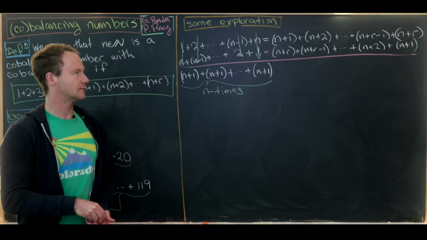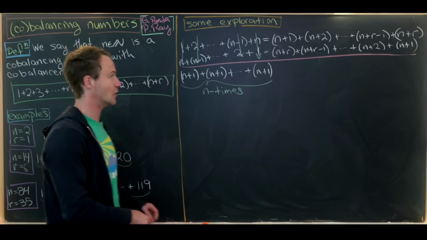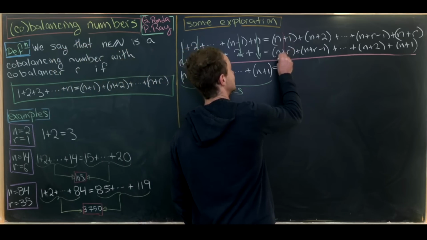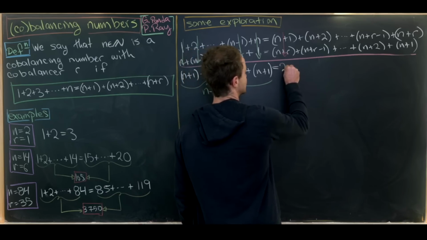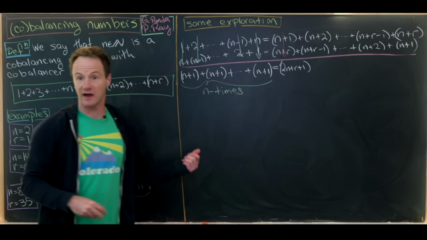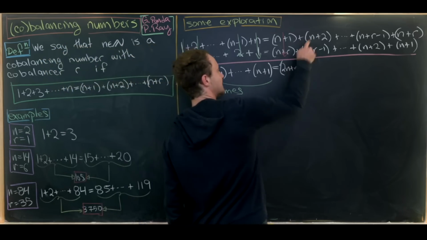Okay, so that's cool. Now let's do the same kind of operation over here on the right-hand side of the equation. Adding down this column will give us 2n plus r plus 1. So we've got n plus n and then r plus 1. Then notice we get the same thing here.